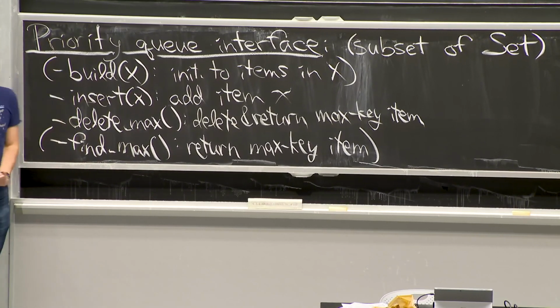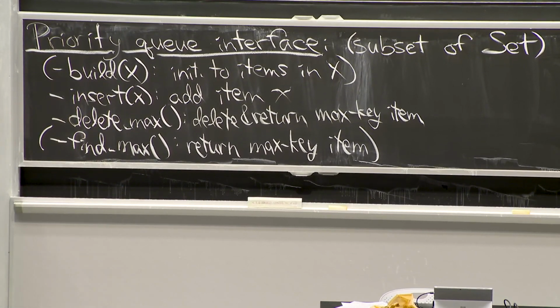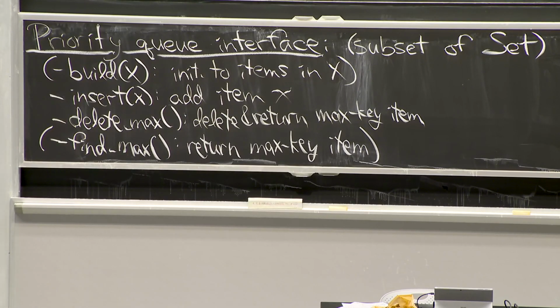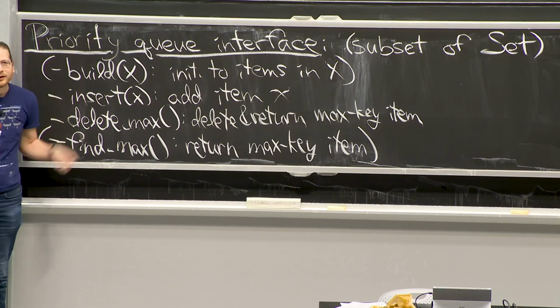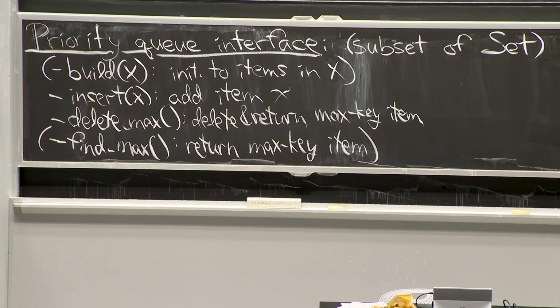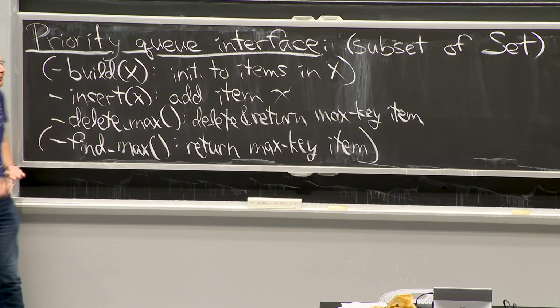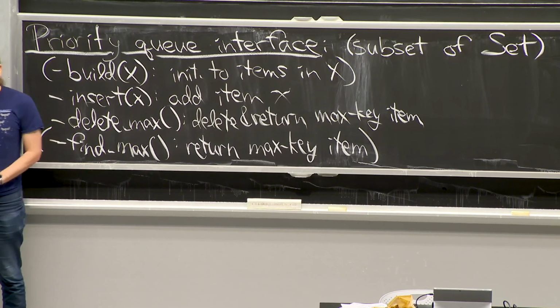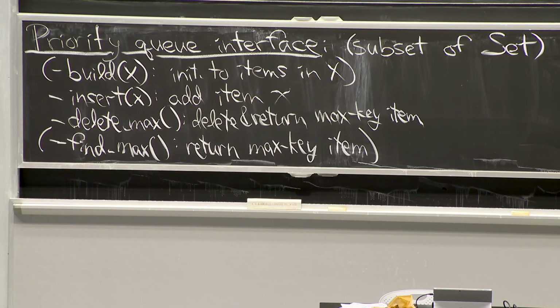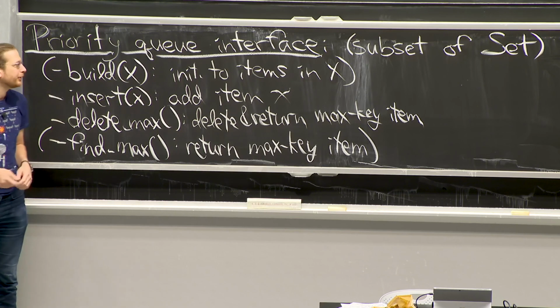Here we're interested in storing a bunch of items. They have keys, which we think of as priorities. We want to be able to identify the maximum priority item in our set and remove it. There are lots of motivations for this. Maybe you have a router with packets going into it. They have different priorities assigned to them, and you want to route the highest priority first.